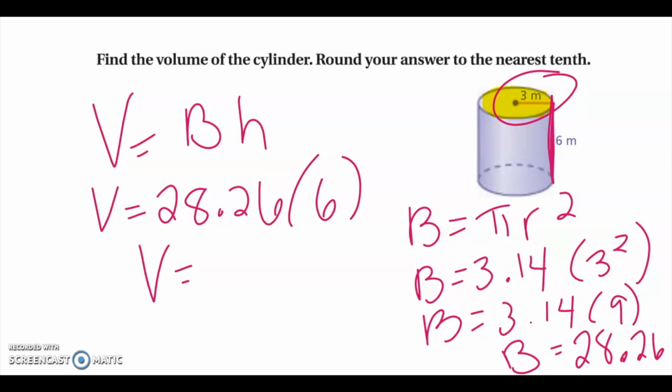So 28.26 times 6 gives me 169.56 square meters. And that is how we solve for volume of a cylinder.